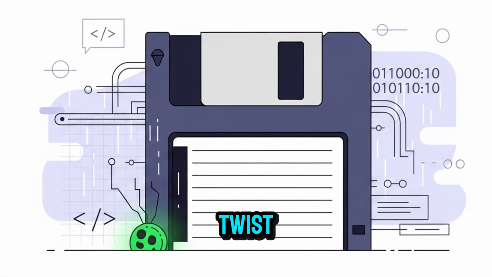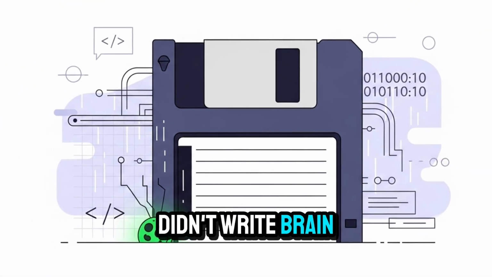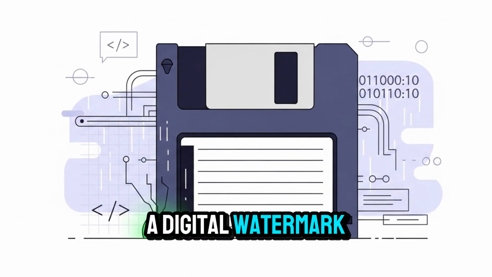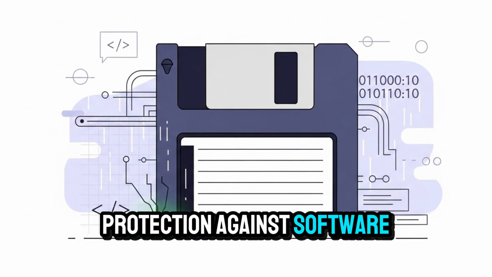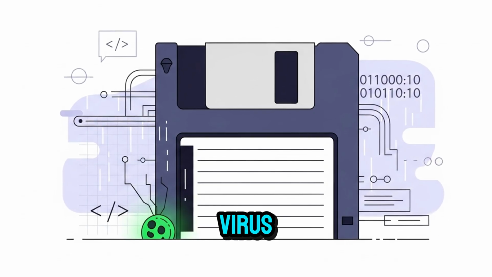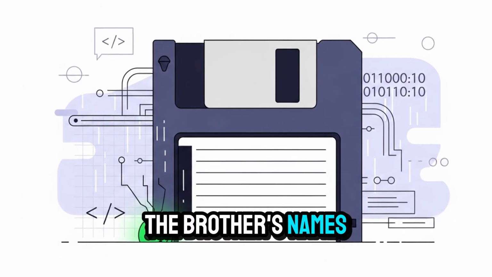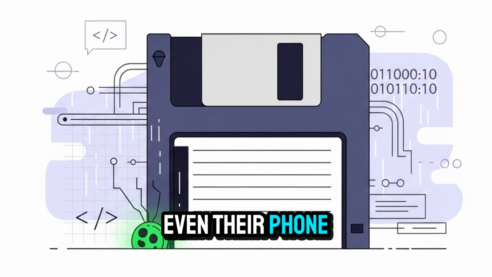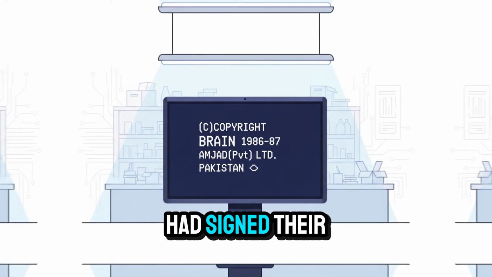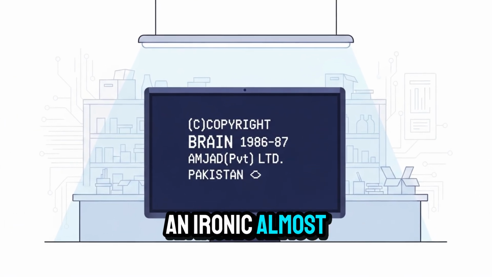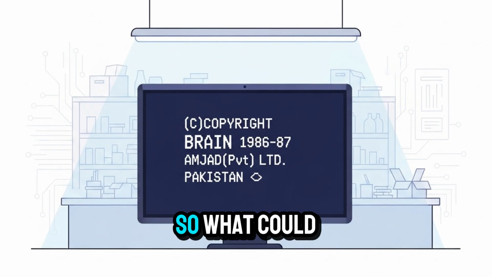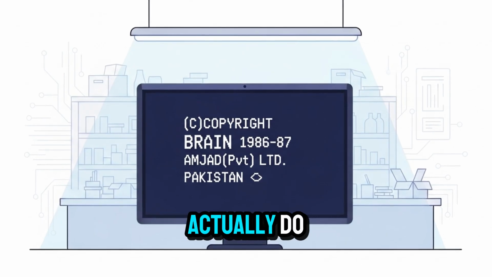But here's the twist. The Alvi brothers didn't write Brain to destroy computers. They claimed it was more like a digital watermark, protection against software piracy. When an infected user discovered the virus, the code displayed the brothers' names, their address, and even their phone number in Pakistan. It was as if the creators had signed their work, an ironic, almost innocent act, considering the fear it would later inspire. So, what could this early virus actually do?